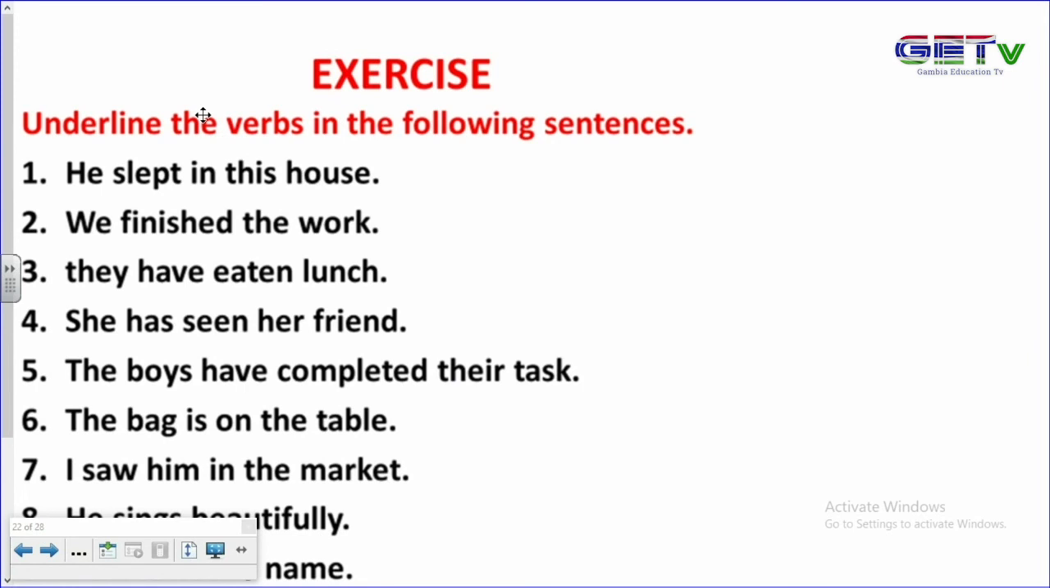Underline the verbs in the following sentences. Let's do it quickly because time is up. He slept in the house. We finished the work. They have eaten lunch. She has seen her friend. The boys have completed their task. The bag is on the table. I saw him in the market, etc.